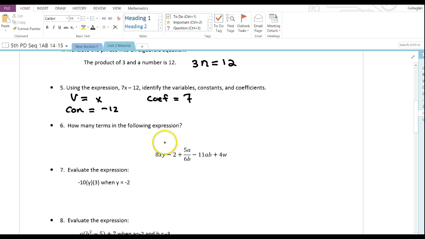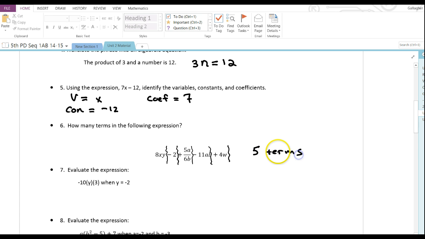Number 6. How many terms are in this following expression? I'm going to separate them with squiggly lines. I've got these terms here, separated by plus signs and minus signs. That is 1, 2, 3, 4, 5 terms.